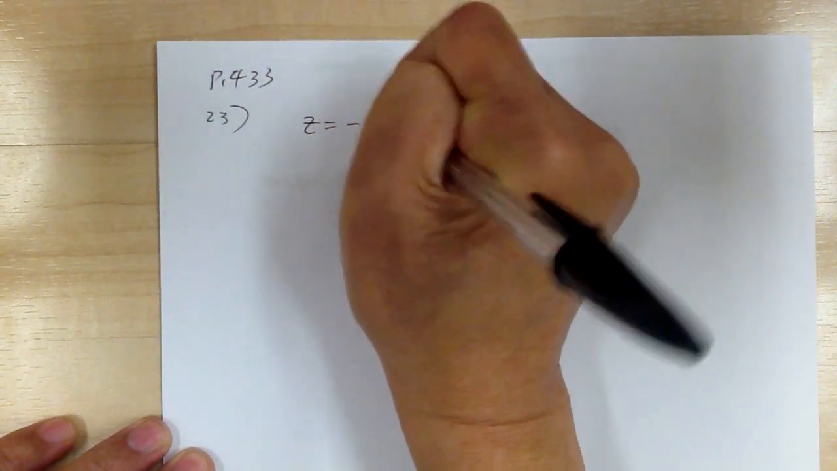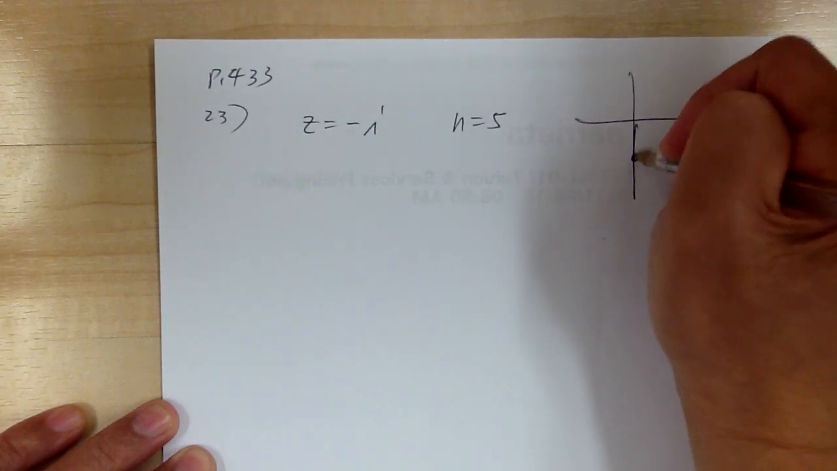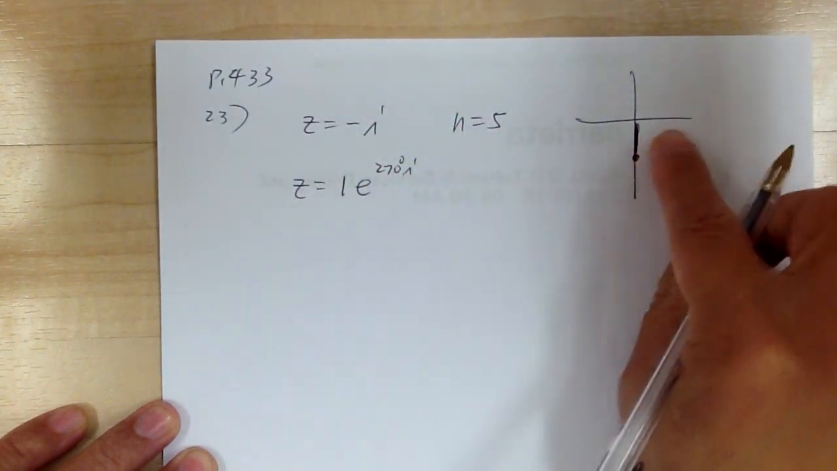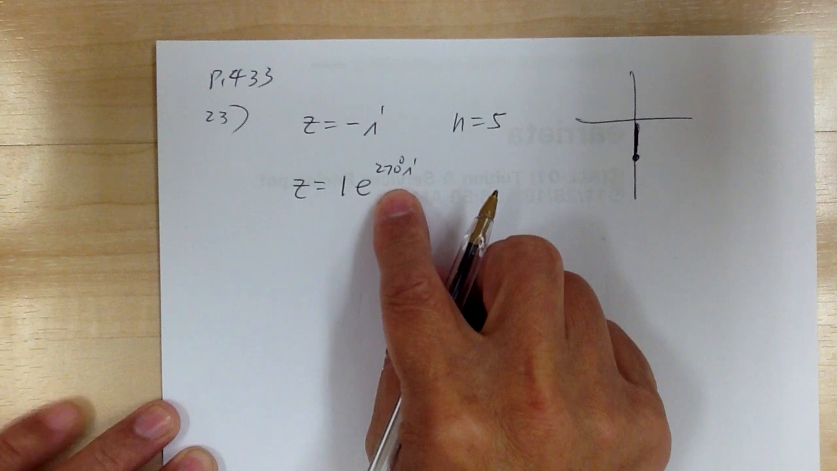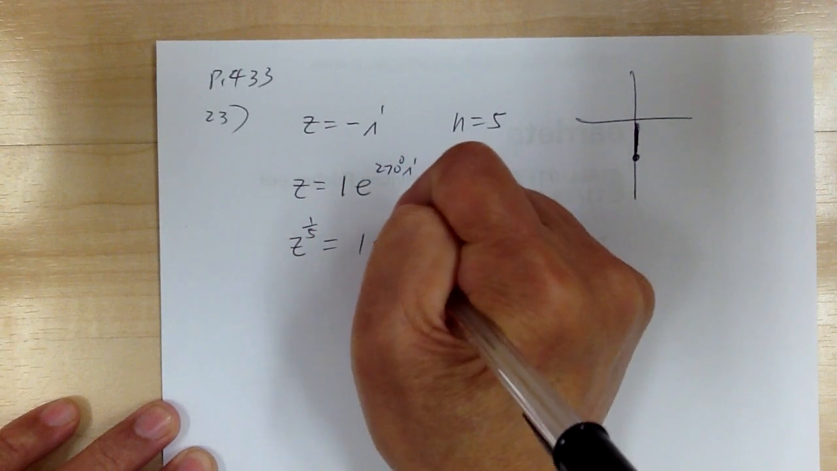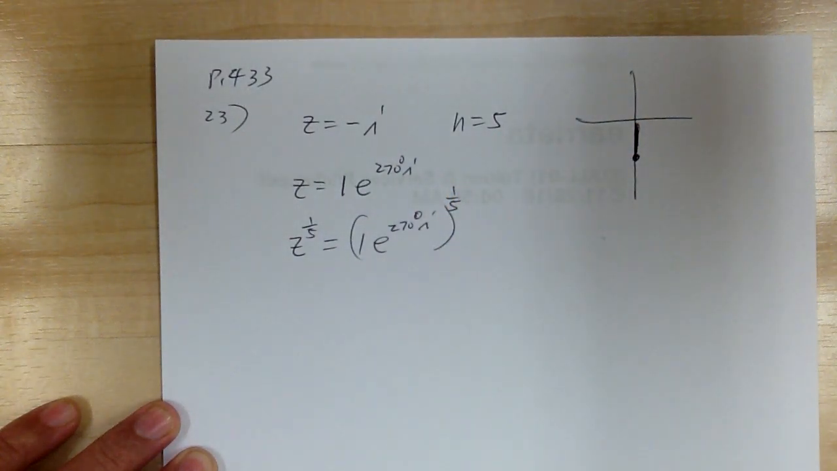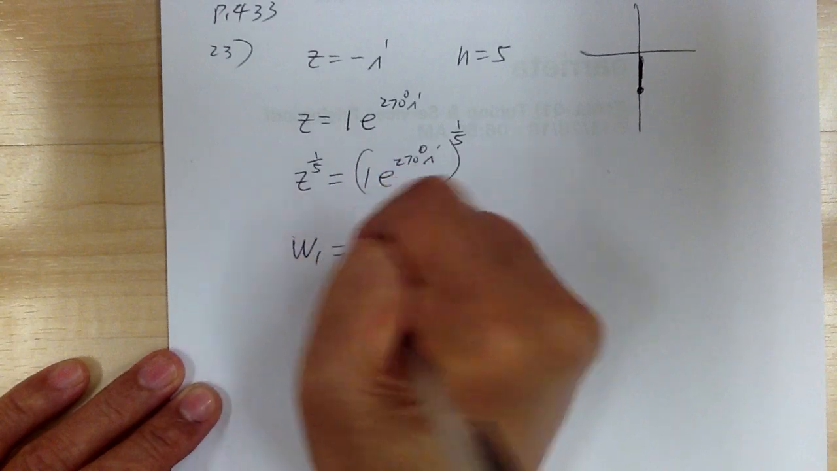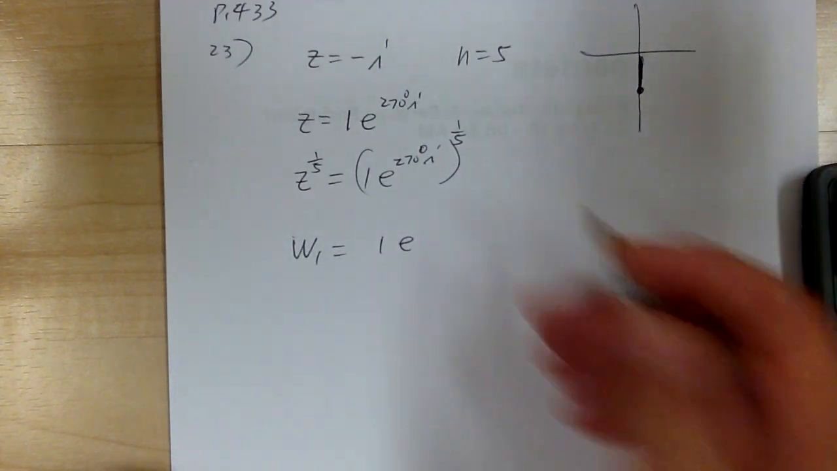Here you got z equal to negative i and n equal to 5. So first you can convert. So negative i is right over here. So z equal to 1 e to the 270 degree i. Okay, so draw your picture and figure out by converting to polar form. So n equal to 5. Okay, so let me just take the 5th root. Okay, and then you go and work it out. So W1 equal to 1 e to the, 270 divided by 5 should give you 54. Okay.